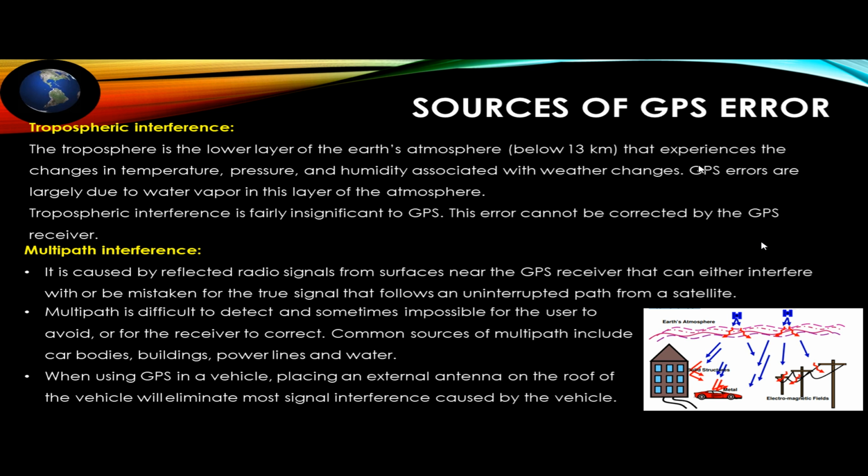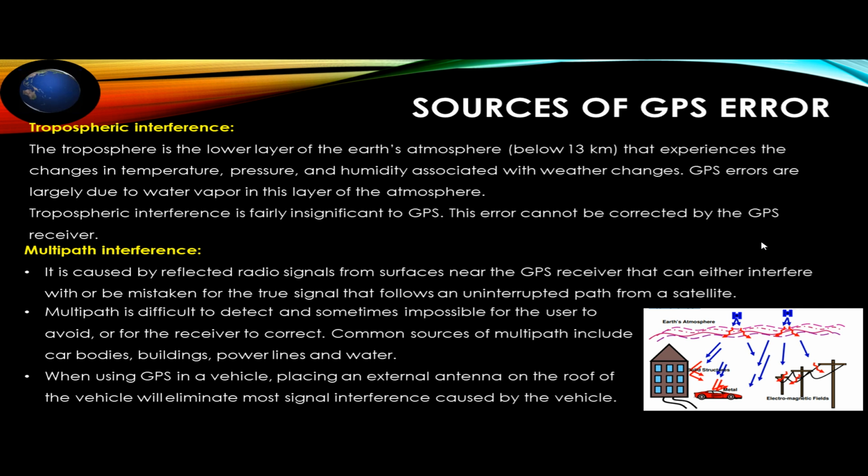The signals are coming and getting reflected from any object near you, but you won't configure it easily. So multipath is difficult to detect and sometimes impossible for the user to avoid. You can't go and break the things nearby. So you have to take care of these things when you collect. Keep some distance from objects, as the accuracy of GPS is around 50 feet. You will take care of this when collecting positioning information.